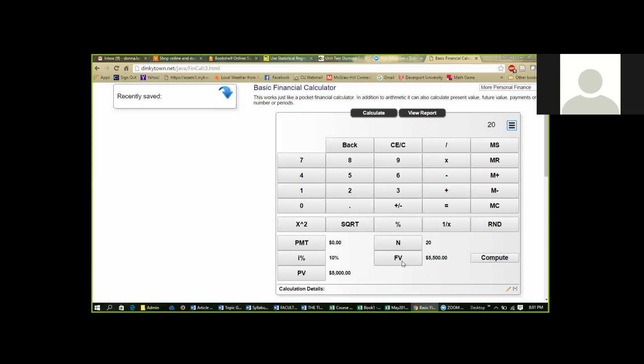But the future value doesn't automatically update. We need to compute future value. There you go. That's how much will be there after 20 years. So we've learned to find the future value.